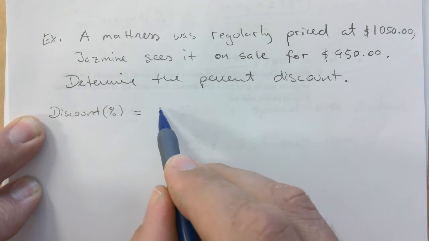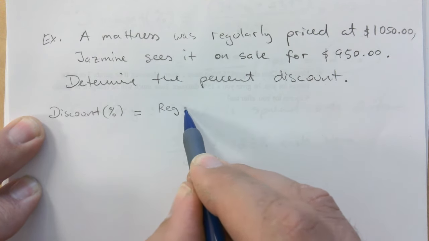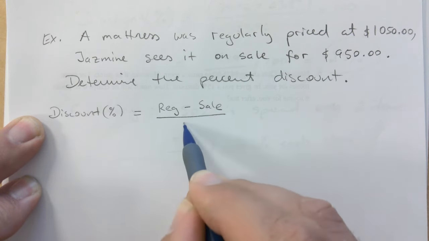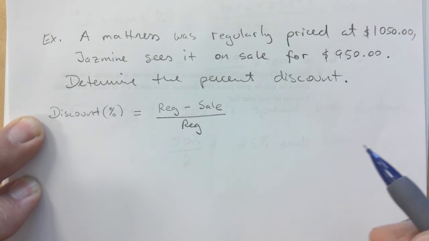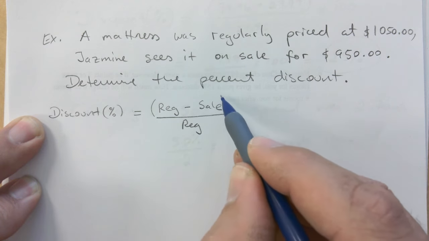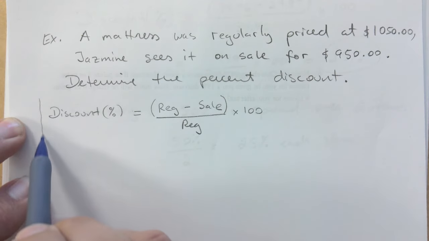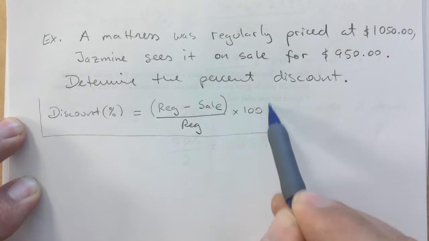You take the regular or original price, you subtract the sale price, and you divide it by the regular price, right? And we put brackets around the top and we multiply that by 100. So again, this should be on your study sheet. I gave it to you before that already.